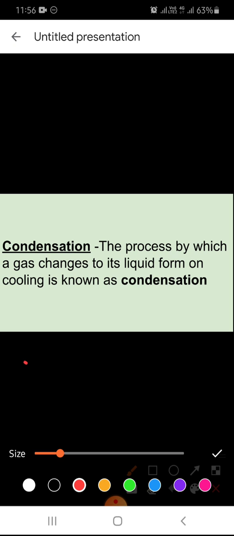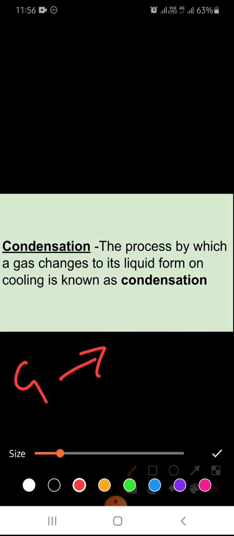Third is condensation. So what is condensation? The process by which gas changes to liquid. The gaseous form, meaning the vapor, changing to liquid form is known as condensation. So this is the gaseous form changing to the liquid form on cooling. This process is known as condensation.